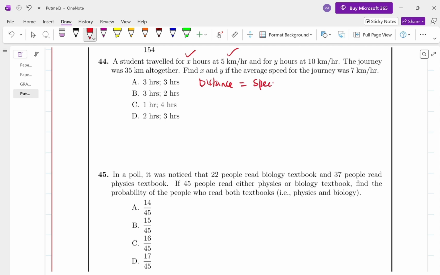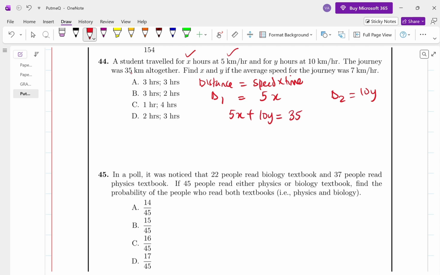is speed times time. So the distance covered the first time is going to be 5x, because the speed is 5 and it took him x amount of time. Then the distance the second time will be 10y, because the second speed was 10 and the time was y. Now it says that together the journey was 35 kilometers. So when you add this up, 5x plus 10y, we are going to be getting 35.